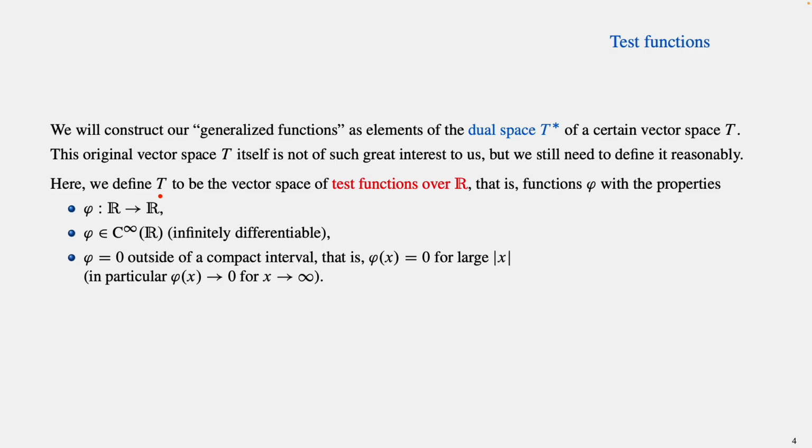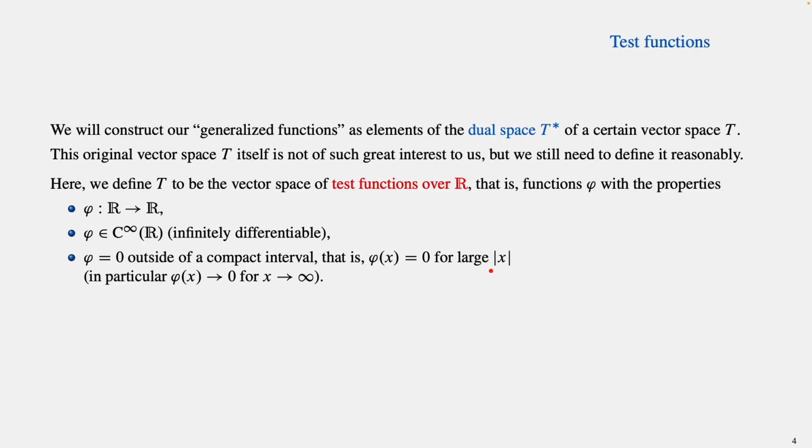And we define T as the vector space of test functions over the real numbers, hence T. And a test function is a function phi with the properties that phi maps real numbers to real values. Phi should be infinitely differentiable, so contained in the vector space C infinity over R. And very important is that phi has a property that's sometimes called compact support. That means phi is 0 outside of a compact interval.